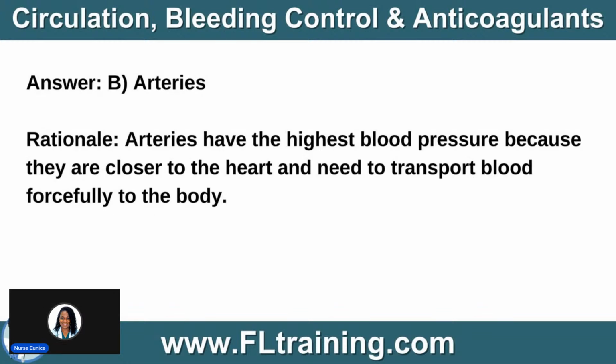And the answer is B, arteries. So the arteries have the highest blood pressure because they are closer to the heart and need to transport blood forcefully to the body. So when the heart contracts, it's kind of like the ketchup. When you're trying to get the very last of the ketchup out the bottle and you kind of squeeze it. That's what the heart does whenever it ejects the blood from the heart into the body. And so it's doing that via the arteries.